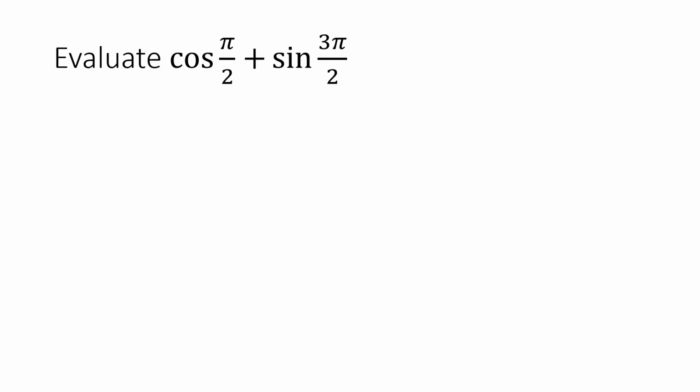Our third question: evaluate cosine pi on 2 plus sine 3 pi on 2. Now we are in radians. So let us draw our quadrants again. This will be 0, this will be pi on 2, this will be pi, and this will be 3 pi on 2. Cosine pi on 2, which we learned a while ago, is 0.